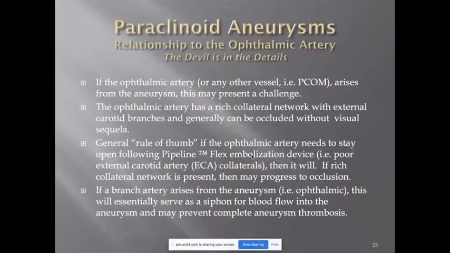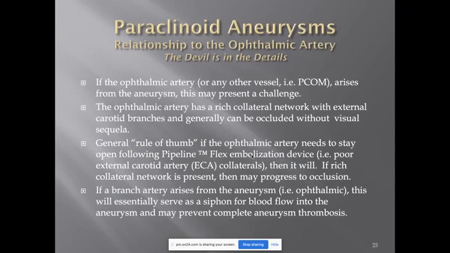So another thing that's always a question is, what do you do about side branches that may be coming out of the base of the aneurysm? And this mostly applies with ophthalmic aneurysms, but PCOM aneurysms can also be an issue with this. In general, we like to think that if a blood vessel needs to stay open, it will. That laying a flow diverter across a vessel that needs to stay open will stay open.